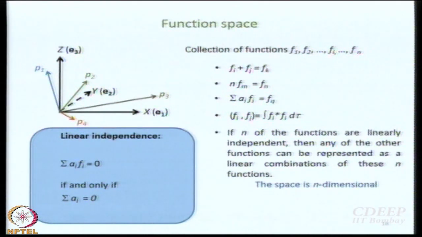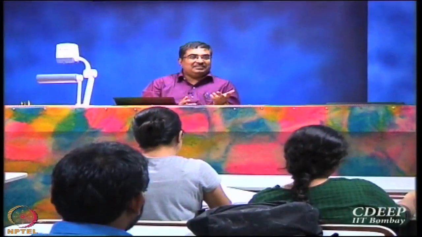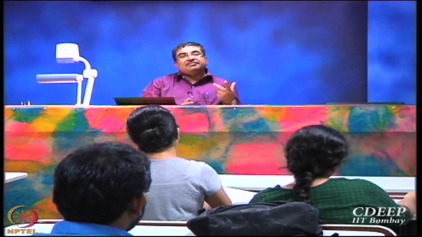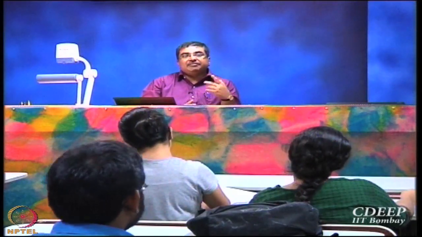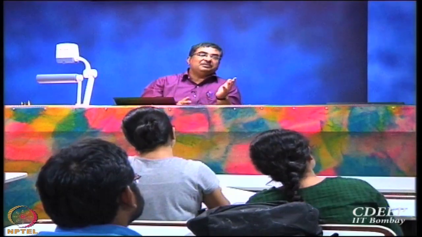How many position vectors are there? Infinite number of position vectors are there. So, are we in infinite dimension space? No, we are only in 3 dimensional space, because 3 vectors are sufficient. A linear sum of these 3 vectors is sufficient to describe any position vector that you can think of. So, this is the meaning of dimensionality, not how many vectors there are, but how many of these vectors are actually linearly independent, all right, fine.